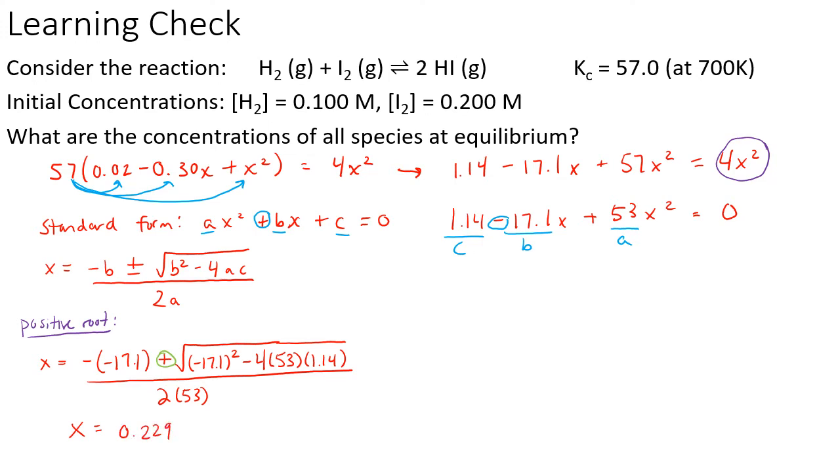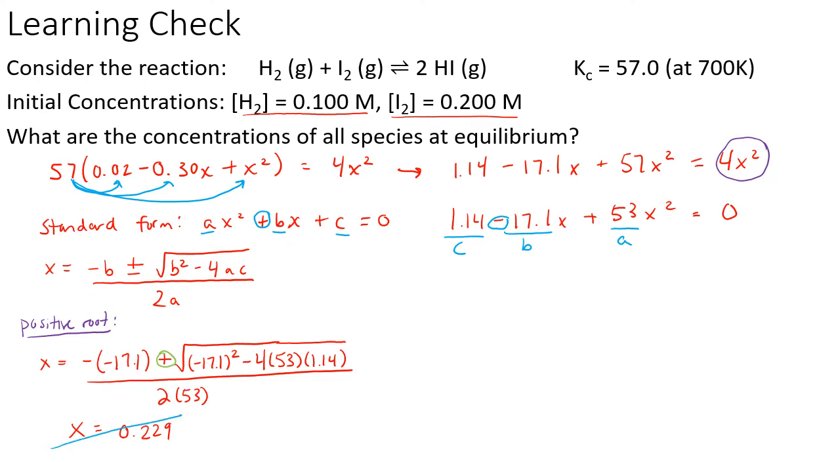0.229. And now remember, we assigned x to be the change in concentration of our hydrogen or our iodine. This x value is actually bigger than our H2 concentration, and it's bigger than our I2 concentration that we started with. We can't have a change in concentration that's larger than the initial concentrations that we started with. Otherwise, we'd end up with a negative concentration at the end, and that's not possible. So the x that we got from the positive root of the quadratic equation is no good. We can throw that term out.